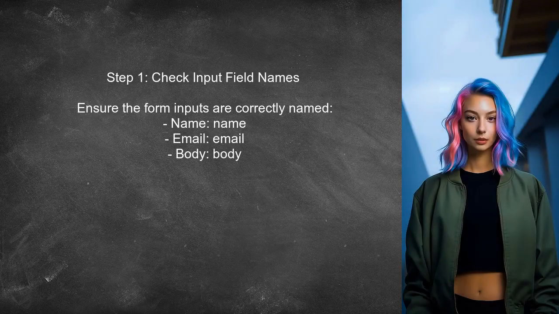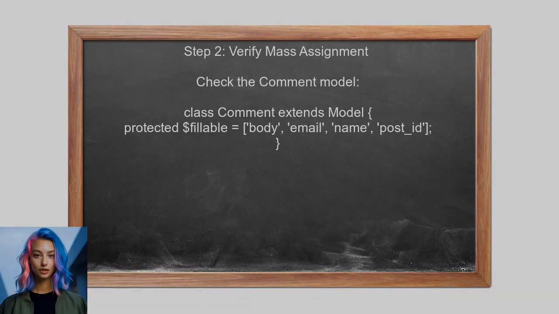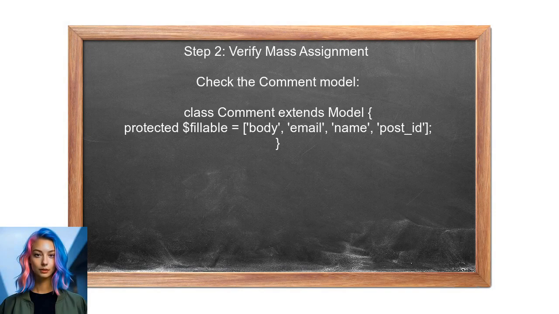To address the issue of missing data in the database, the user should first ensure that the form inputs are correctly named. Each input field must match the keys used in the create method. Next, the user should verify that the comment model is set up to allow mass assignment for these fields. This can be done by checking the fillable property in the comment model.